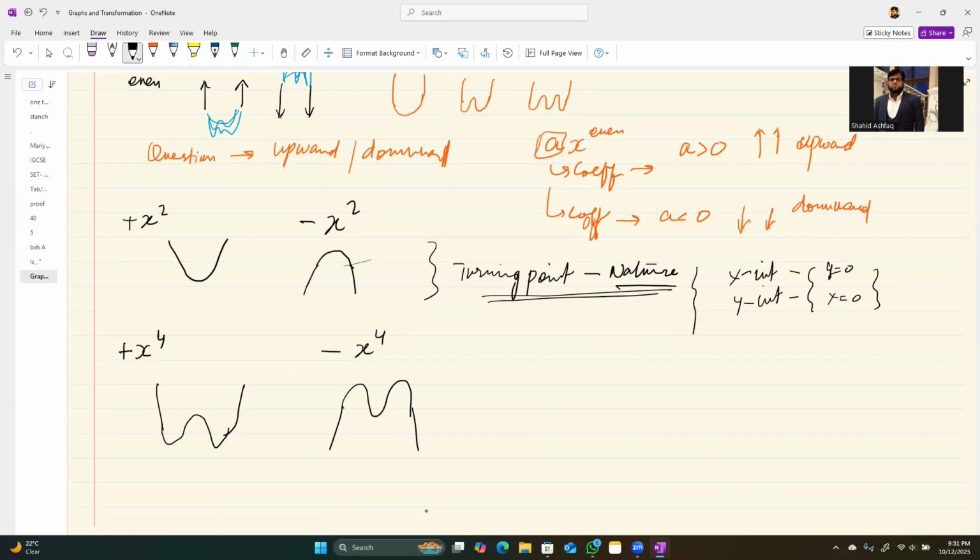Okay, so the turning points which I was talking about: as many turns as we have, that many turning points we have. And if we talk about the nature, the ones below make minimum points, and the ones above make maximum points.